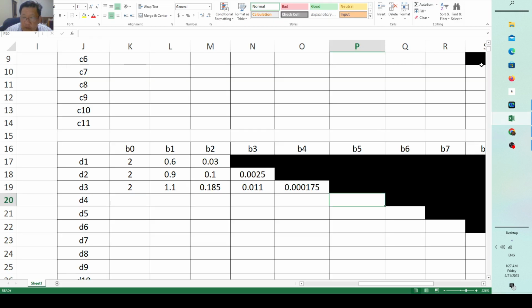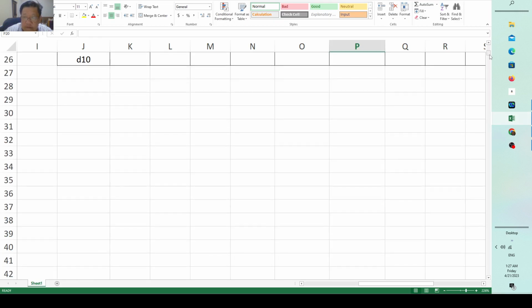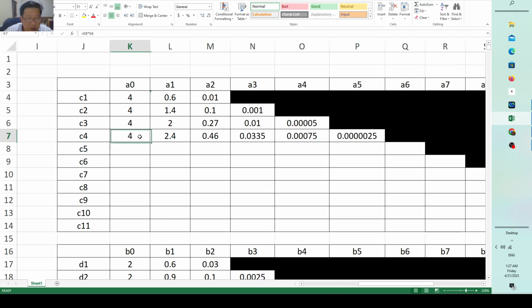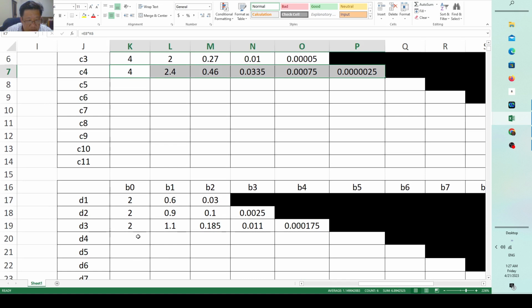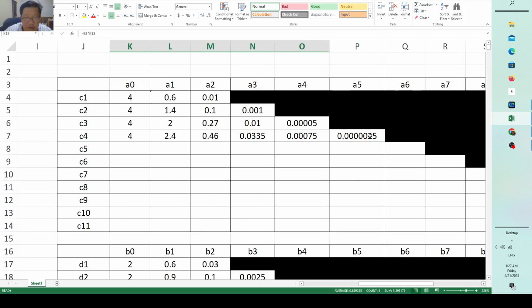Okay, so we move to this file. So this one is c sub 4, the coefficient, and this one is d sub 3. So this c sub 4 becomes the fifth order polynomial. So this one is 0.0025 multiplied by d to the 5, plus 0.0075 d to the 4.